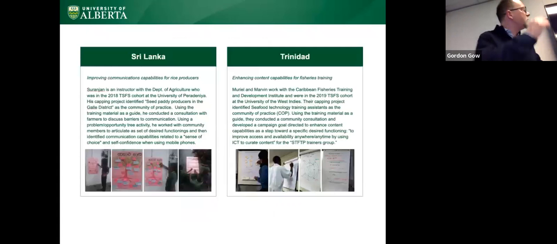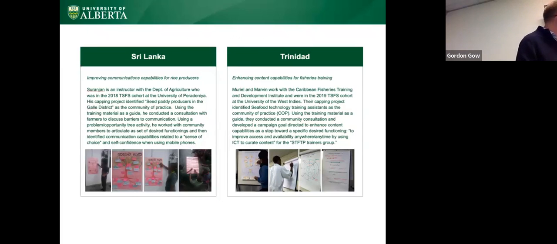So here's a couple more examples. This is Suranjan. He was using a problem tree activity with the farmer group he works with, and they were doing some brainstorming, and they had come up with the idea that they could use mobile phones to communicate with the extension officer. Again, seems kind of obvious to us maybe, but he had to do a number of things with this group, including expanding the sense of choice.